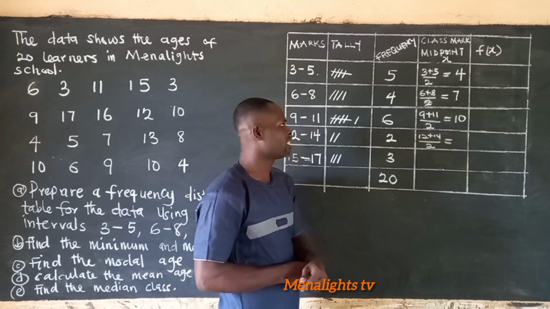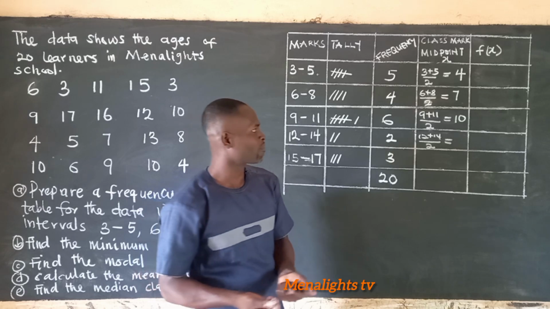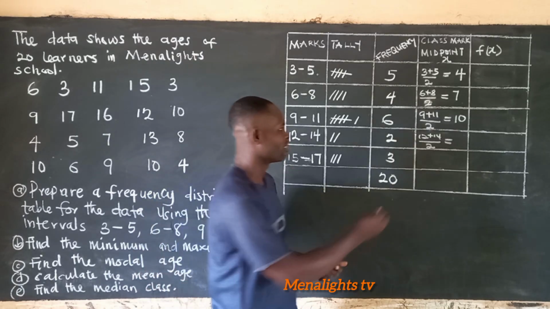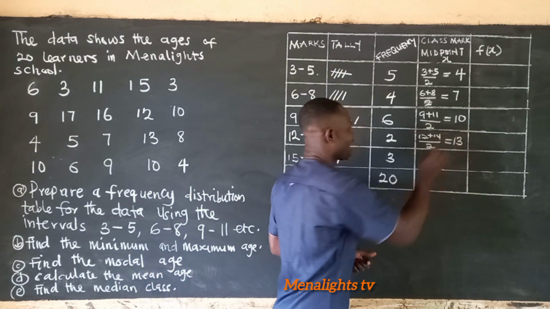So 12 plus 14 will give us 26. Then you divide 26 by 2, you get what? 13. So we have the 13 here as well.